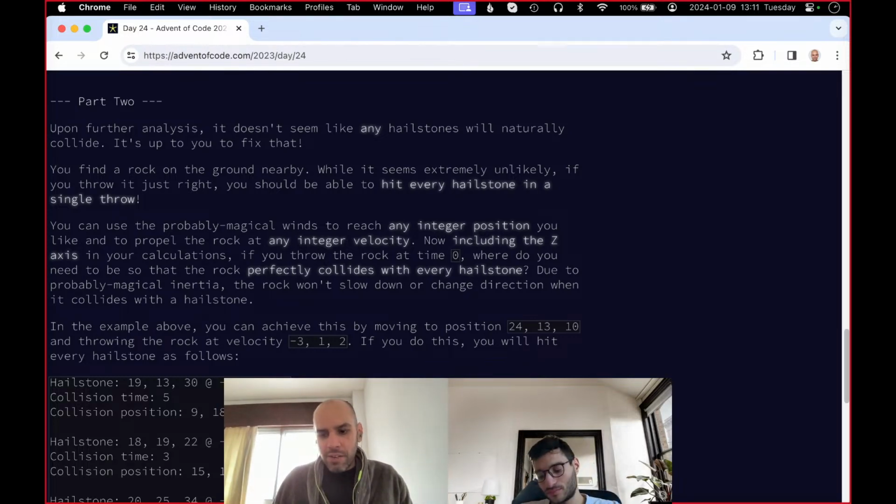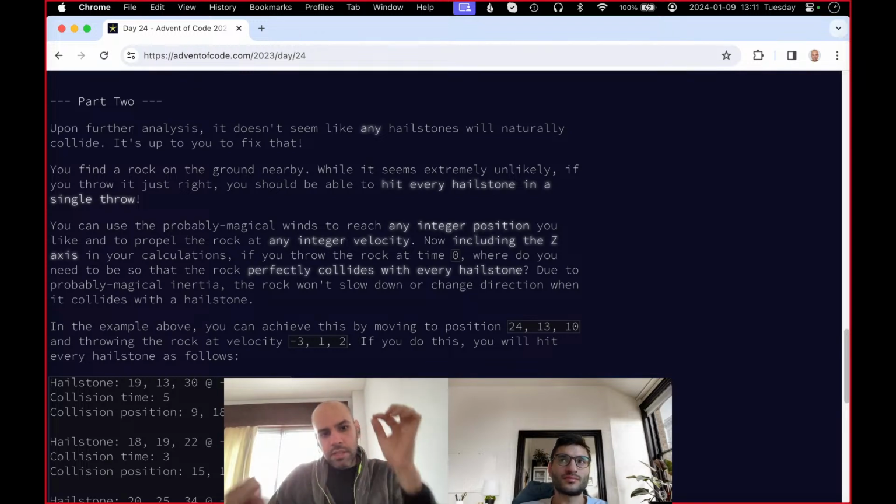I was thinking of one approach in which you would think of the problem not from a space perspective, but from a time perspective. So you would plot the time axis versus a position in one of the three axes: time versus X position, time versus Y position, time versus Z position. Then you would try to cross the information from the three graphs, particularly looking at the order in which you hit the hailstones.